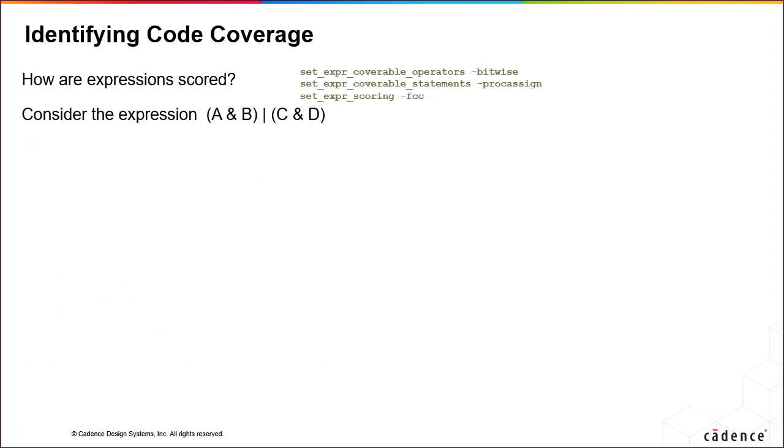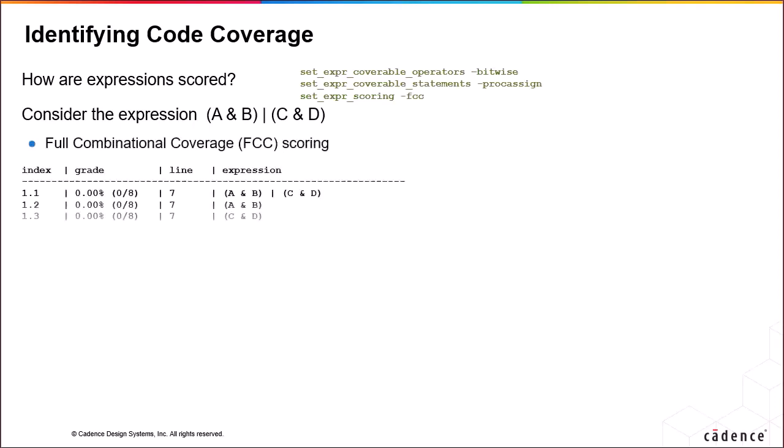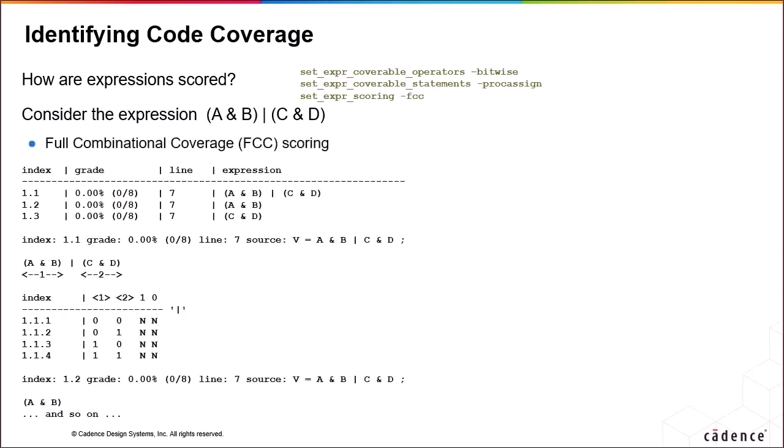You can optionally select the full combinational coverage mode. The full combinational coverage mode is an extension of vector scoring. It checks that every possible combination of expression input values has occurred for every bit position. As these are binary expressions, the number of scored table rows per term bit position has increased from 3 to 4.